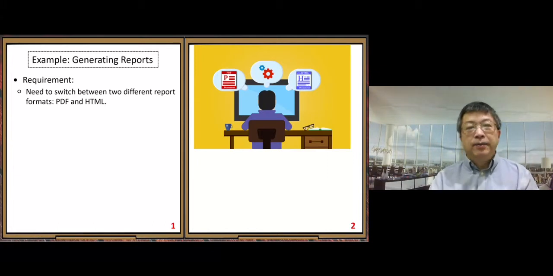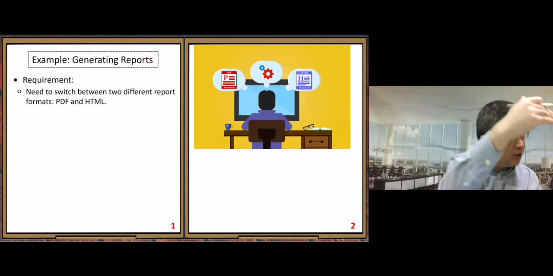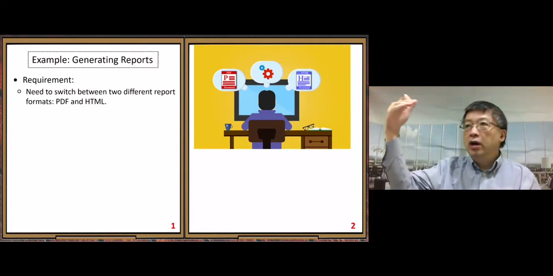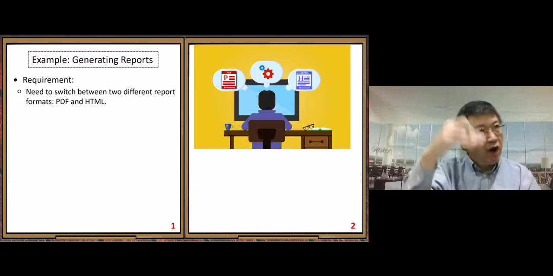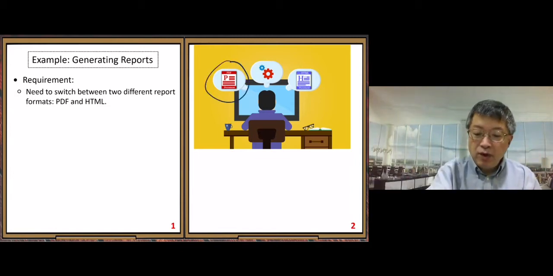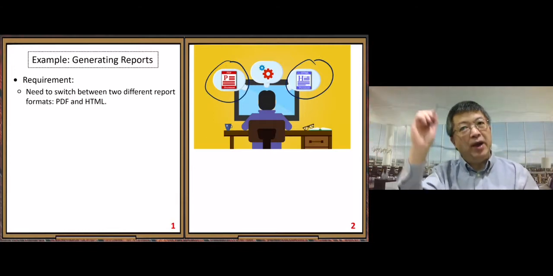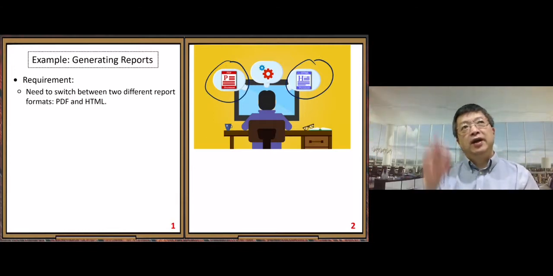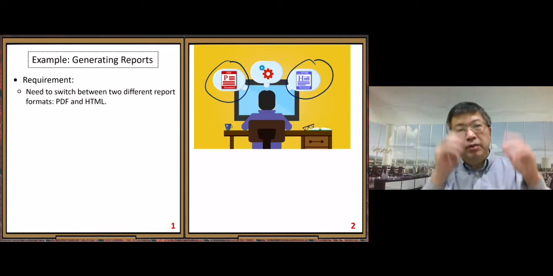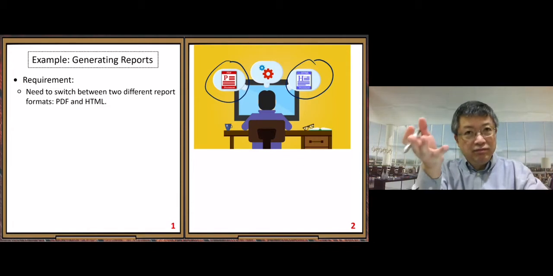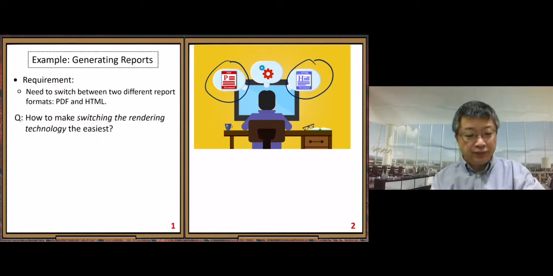Then, at some point, you need to make a decision, or the users need to make a decision, choosing the report format, PDF format or HTML format. Then our program will do the job. So that's the background of the example.